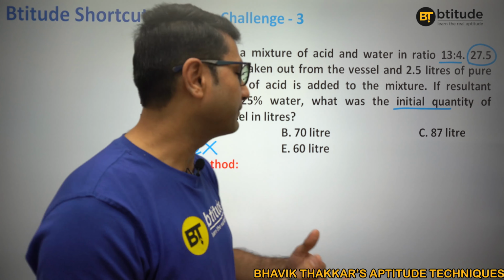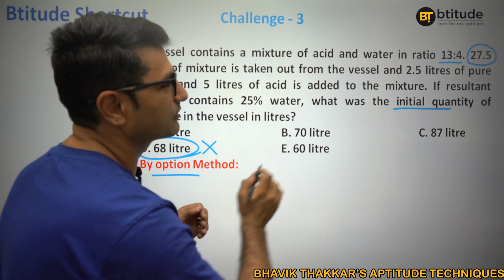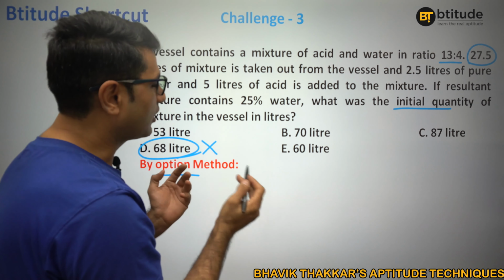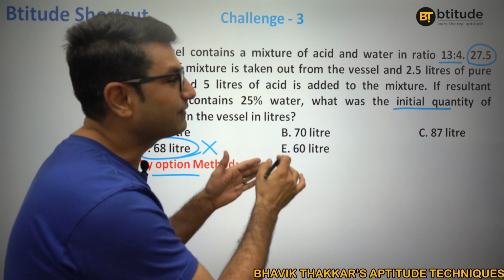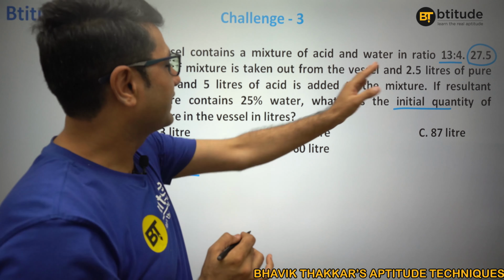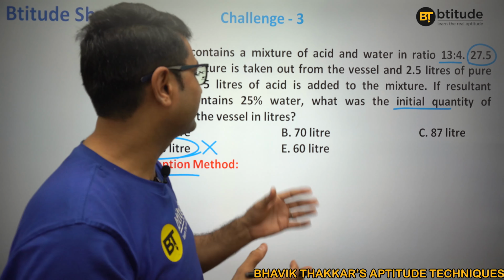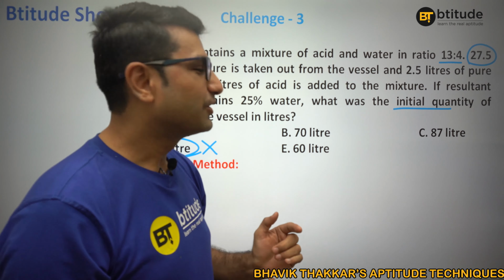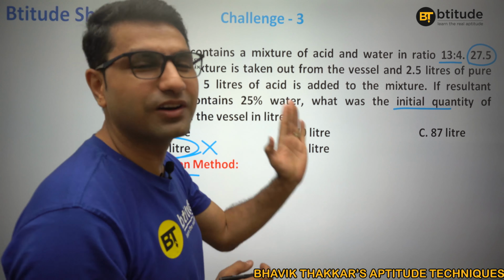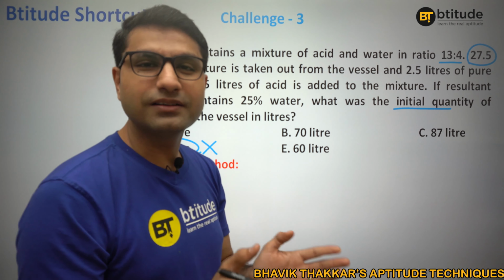It would take more time because you would think, okay, if it is 53 liters, 27.5 liters is taken out. Now how much is remaining? Then divide it in the ratio of 13:4. Then add those two things. Then check whether it is 25% water or not. So if it's not the case, you will have to choose the other option. That could be a method, nothing against it.